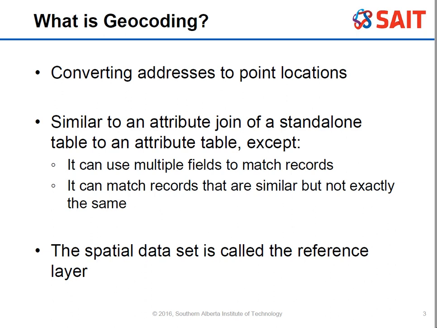We can also match records that are similar but not exactly the same, which is also really helpful because if I'm trying to find a location, I don't really need to know the exact pinpoint position of a house. And really, what am I trying to identify at that house? Am I trying to identify the front door? Am I trying to identify the center of the house? Am I trying to identify the corner of the property? Right? So it doesn't need to be exactly the same. It just needs to be somewhat close. And with that, we need a spatial data set that goes with these attributes, and that spatial data set is known as the reference layer.